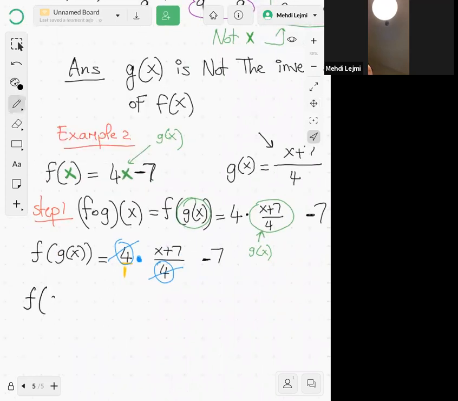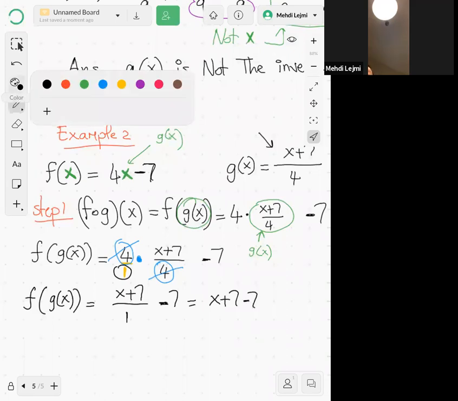So f of g of x is x plus 7 over 1, minus 7. Any number over 1 is the same number, so x plus 7 over 1 is just x plus 7. And then there's this minus 7, so the 7s cancel out. 7 minus 7, so the answer is x.